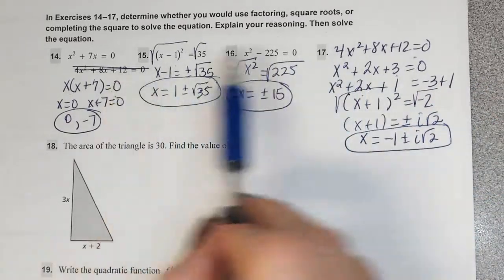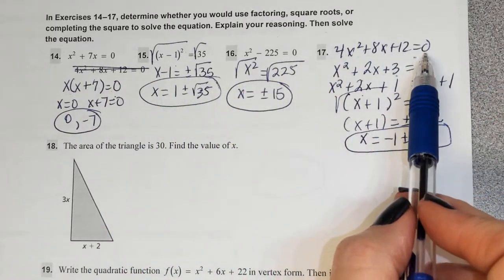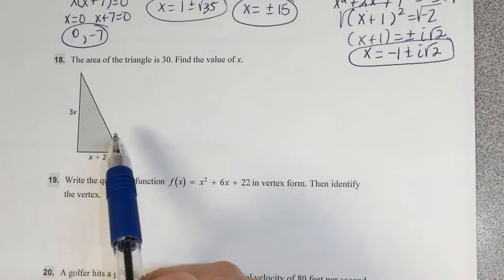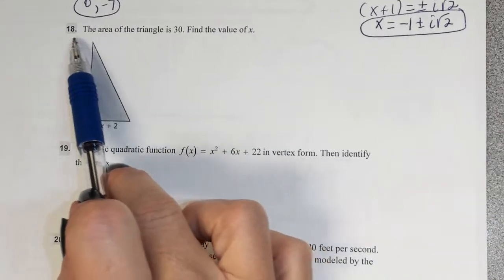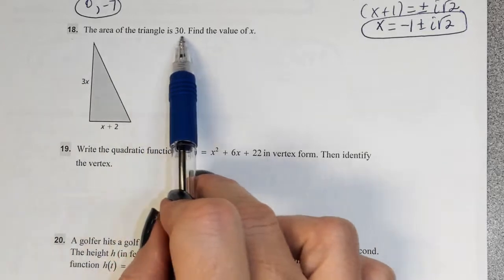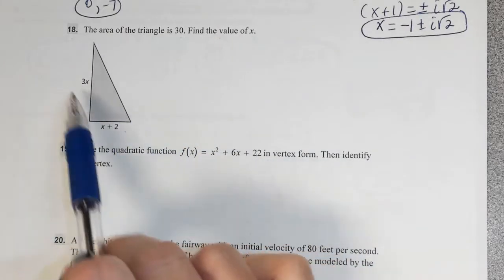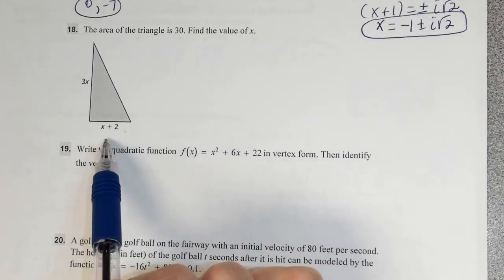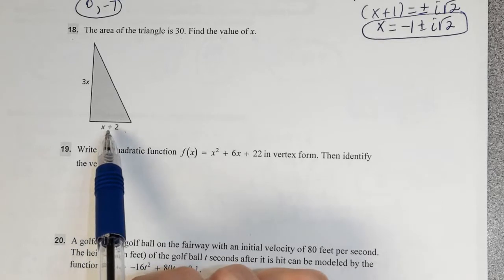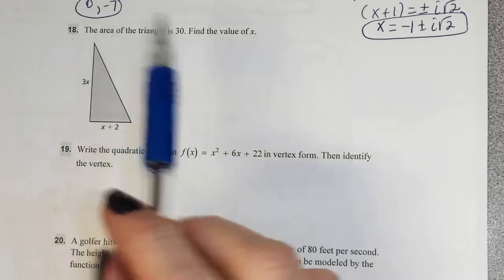What does that tell me about this function? Does this function ever equal 0? Nope, it doesn't. All right, number 18 says the area of the triangle is 30. Find the value of x. What do we do on triangles? How are we going to work with this? What do you think, Luke?